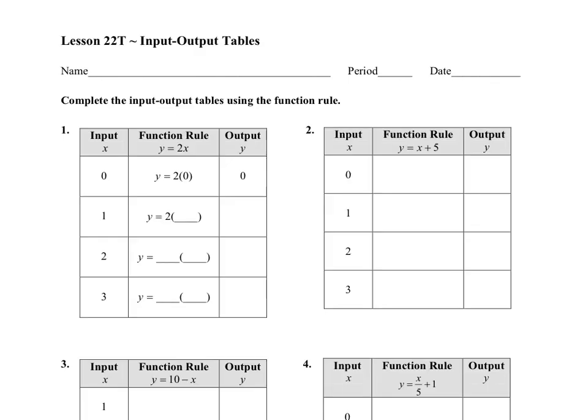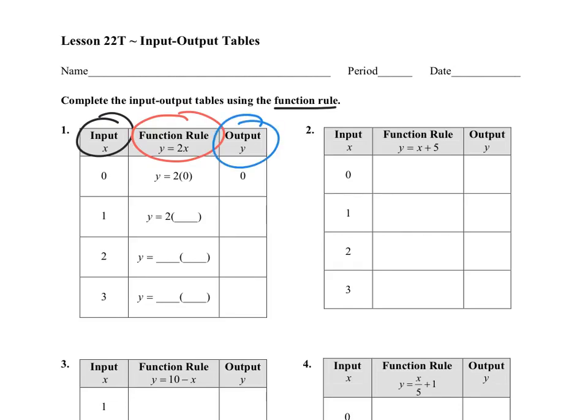So here's what I'm talking about. For numbers 1, 2, 3, and 4, it says to complete the input and output tables using the function rule. So they give you the rule and they give you the values to use. So here we go. My input is my x values. The middle column is my function rule, or my equation. And then my third column is my output or my y.